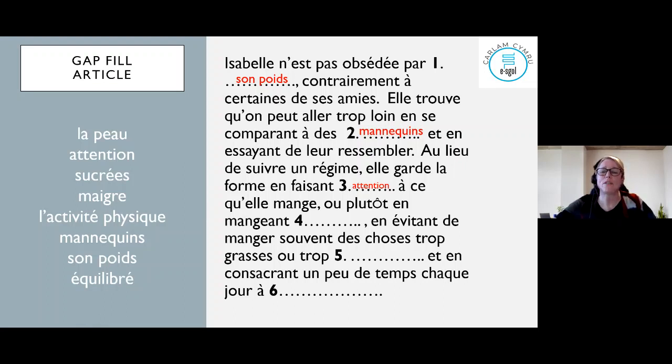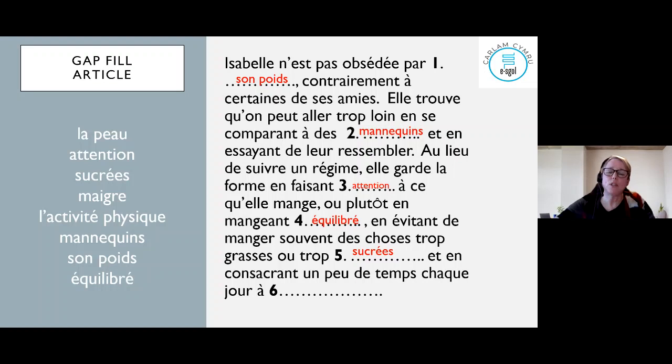What also might you be eating? You might be eating in a certain way, or rather, you're paying attention to what you eat, or rather eating. Would something like balanced work here? By avoiding eating things which are too fatty, or too sugary maybe. Okay, so here we're going to have balanced, and it works really well. En mangeant équilibré, en évitant de manger souvent des choses trop grasses ou trop sucrées. So too fatty or too sugary, the substances, things that you're eating.